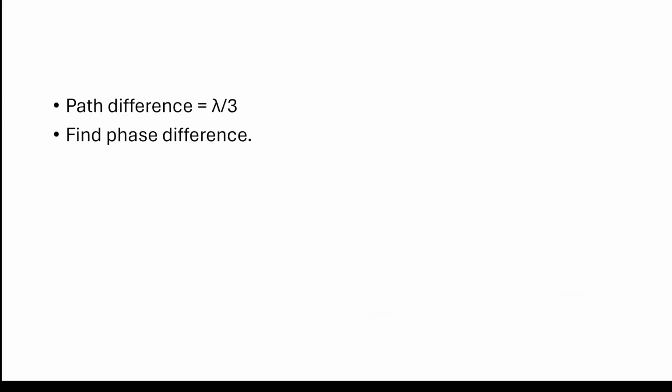Okay, another one. If a path difference is lambda over 3, go ahead, pause it and do it yourself. So if path difference is lambda over 3, my phase difference in that case would be, let's just write, phase difference is: 1 lambda is 2 pi, so it'll be 2 pi over 3. That's it. Okay. Now interference.